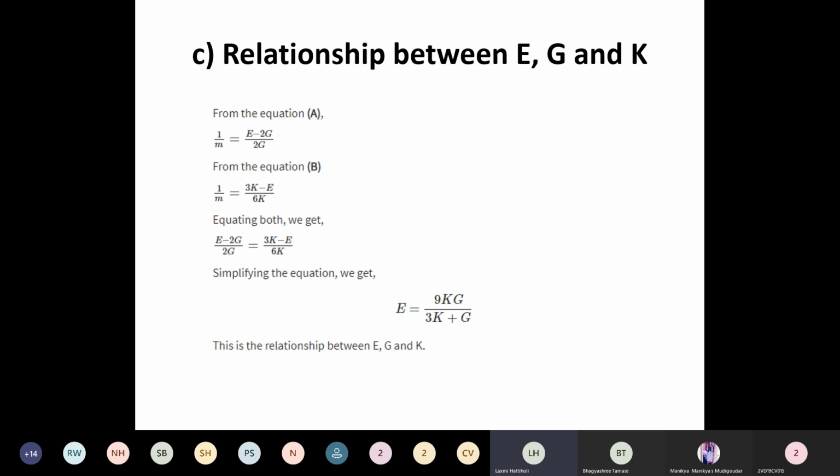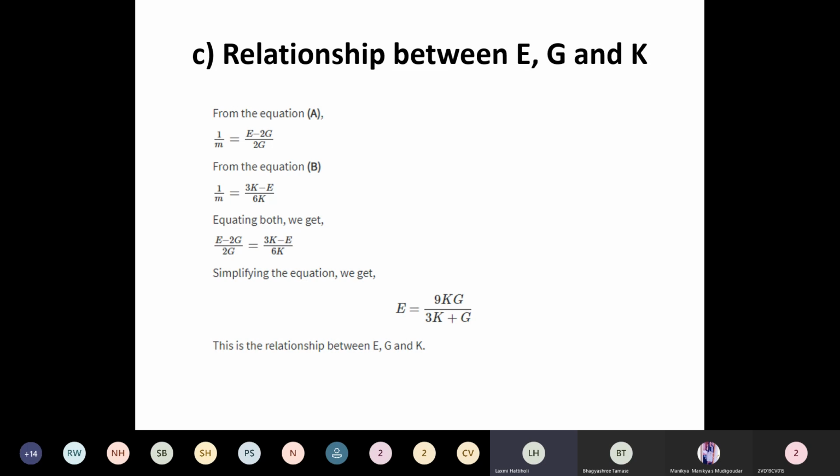Next, relationship between E, G and K. So now we have solved a relationship between E and G, and we have solved relationship between E and K. So now the last relationship is between all the three: Young's modulus, shear modulus and bulk modulus. So let me write all those three equations here.